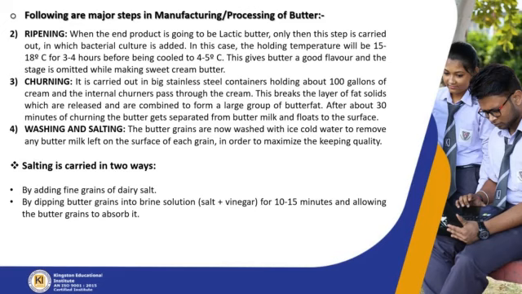Your fourth stage is washing and salting. Salting depends on the butter required. If it is salted butter, then the salting stage is carried out. If not, no salt is added and they only do the washing stage. The butter grains are washed with iced cold water to remove any buttermilk left on the surface of each grain, in order to maximize the keeping quality.